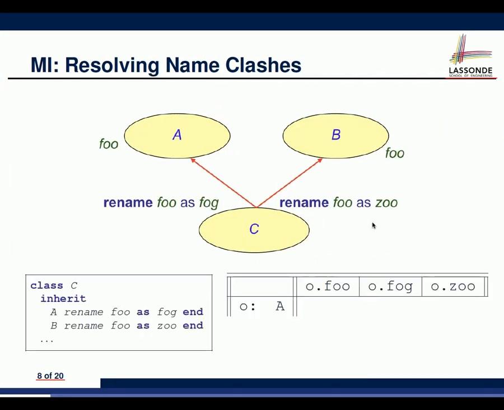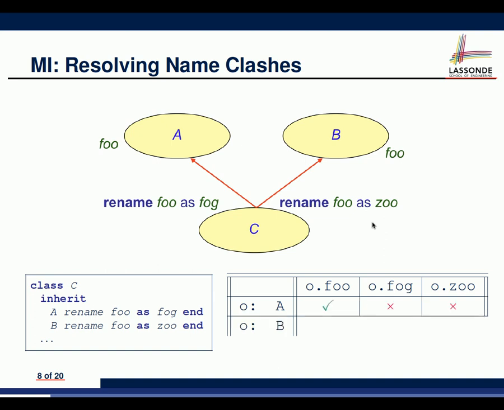Now expectation, right? Let's say we have object O of static type A. Can I say O dot foo? Yes, A. Good. Now what about O dot fog? No, right? Fog only exists in the subclass. What about O dot zoo? No. Good. That's the first one. Static type, only look at the expectation.